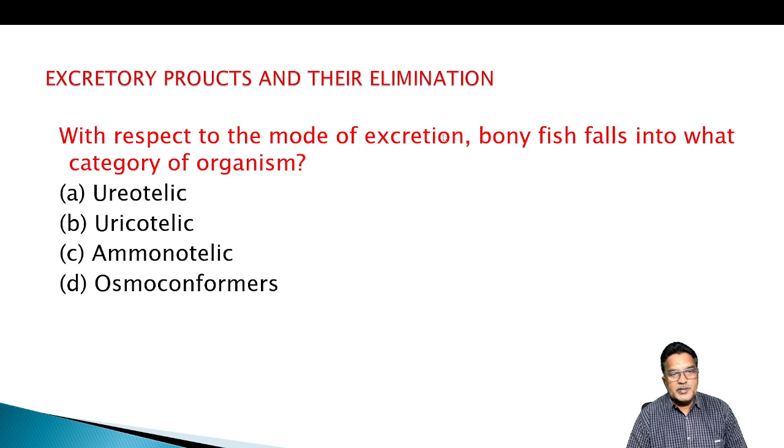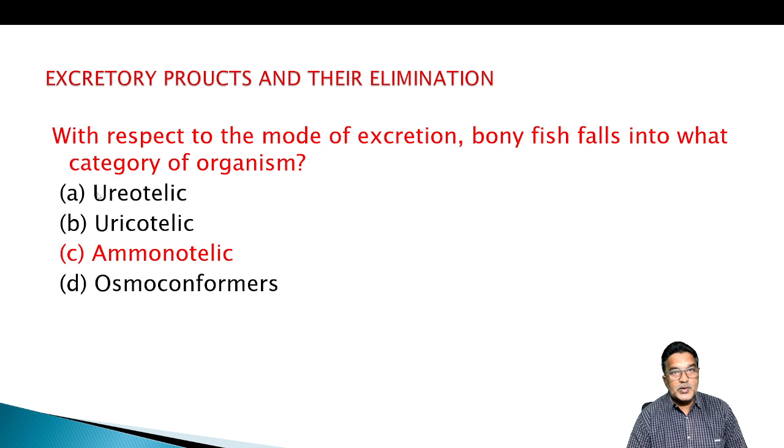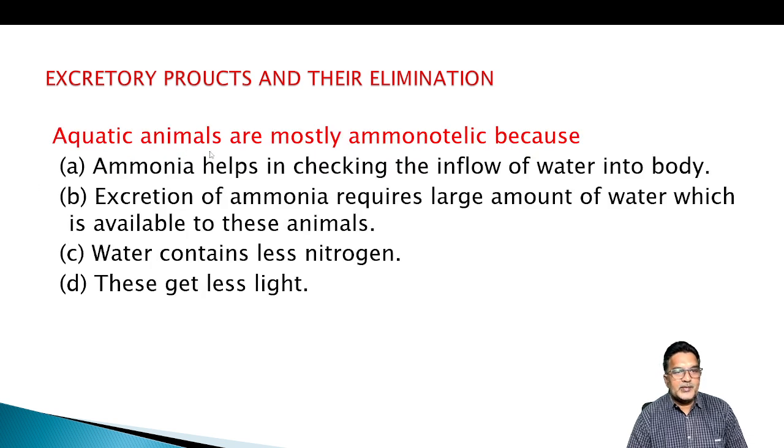With respect to the mode of excretion, bony fish falls into what category of organism? Bony fish is ammonotelic. Freshwater fishes are ammonotelic. Aquatic animals are mostly ammonotelic because ammonia helps in checking the inflow of water into the body. Excretion of ammonia requires a large amount of water which is available to these animals.